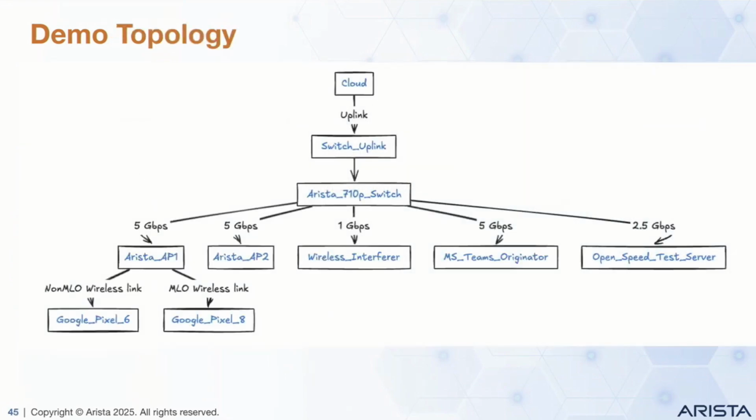So at a high level, this is what our setup would look like. We have our 710p switch connected here and two APs connected to the 710p switch. And then we have a wireless interferer also connected to the same switch. And then we will be doing MLO.